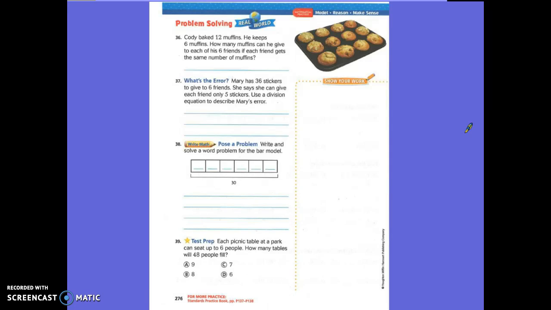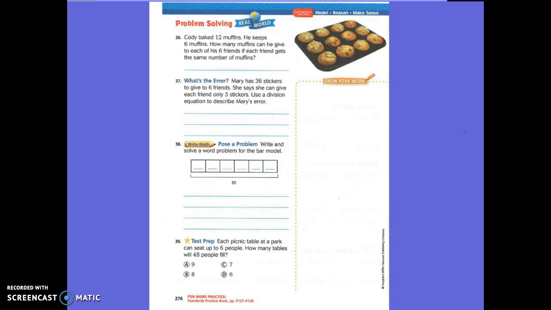Listen to this problem. He has 12. He keeps for himself 6. So what's left? And then how many can we give each of his 6 friends so that they're even? Write it down.